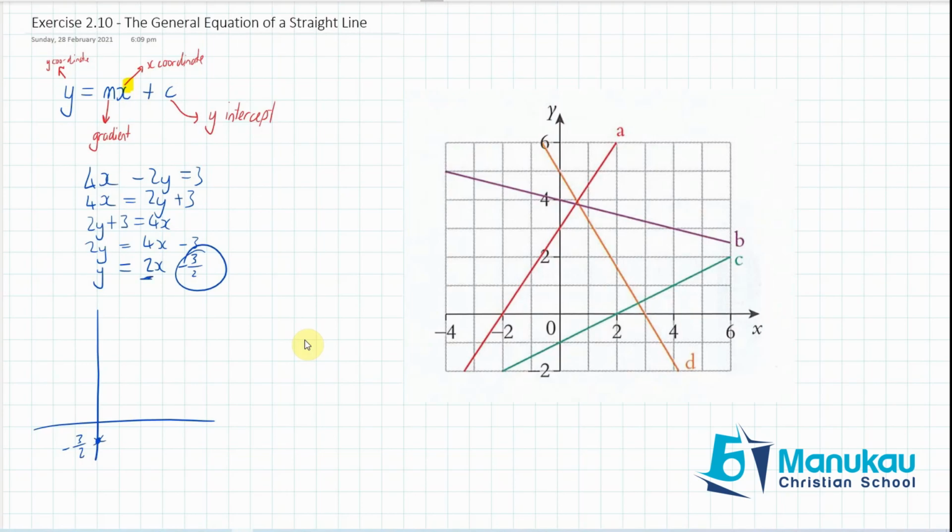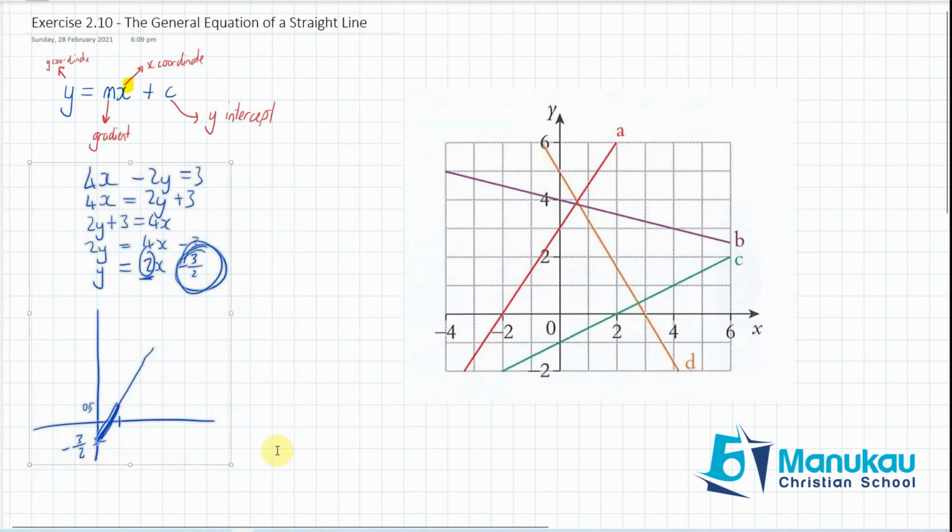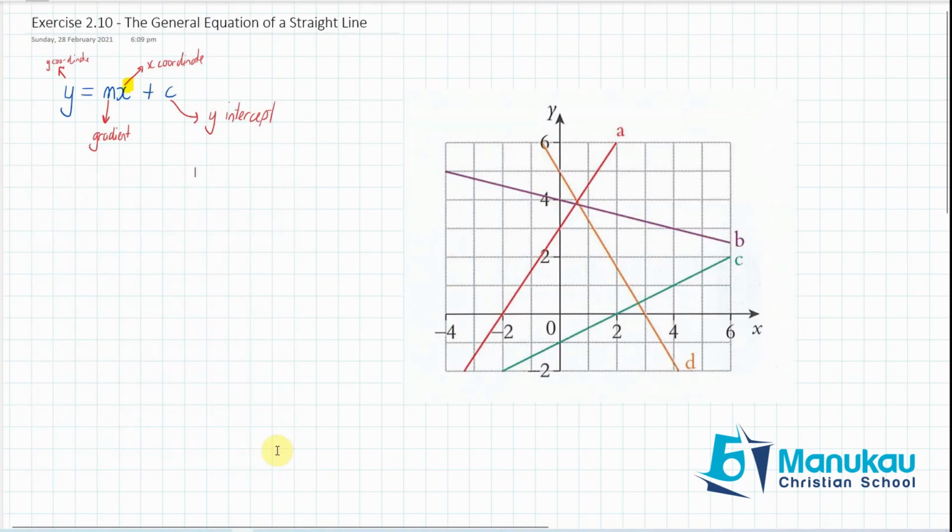This is our gradient. So as we go across 1, we go up 2. So that will mean our next point will be at 1, 0.5. Okay, there's my line there. It'll go like that. So gradient is 2, and y-intercept is negative 1.5 or negative 3 over 2. So that's just a bit of a feel for how you do the general equation of a straight line and how you rearrange a formula if it's not in that general equation.